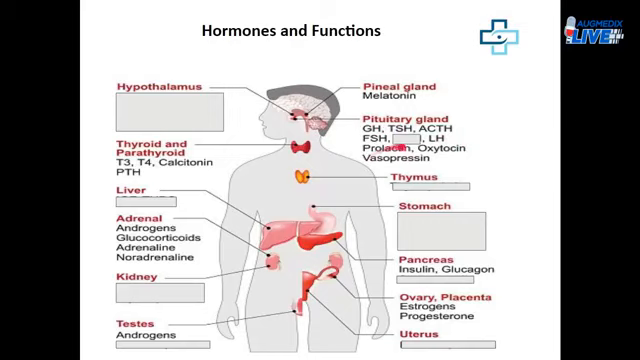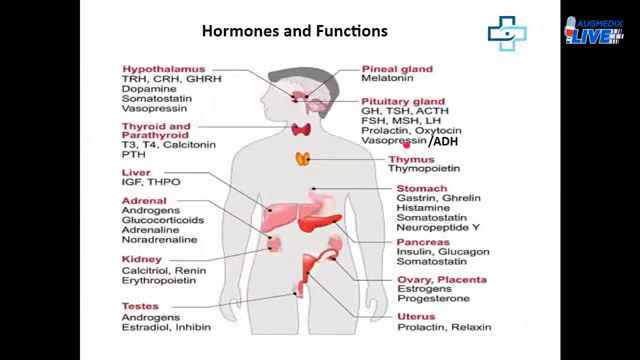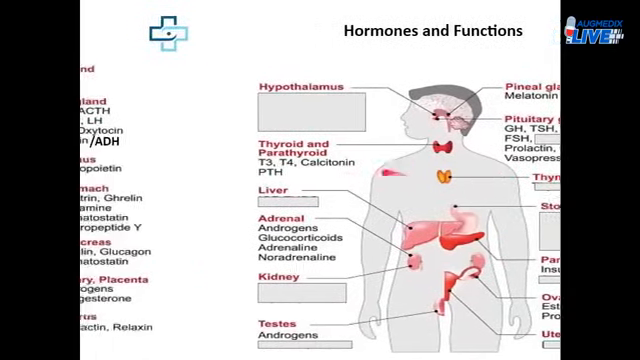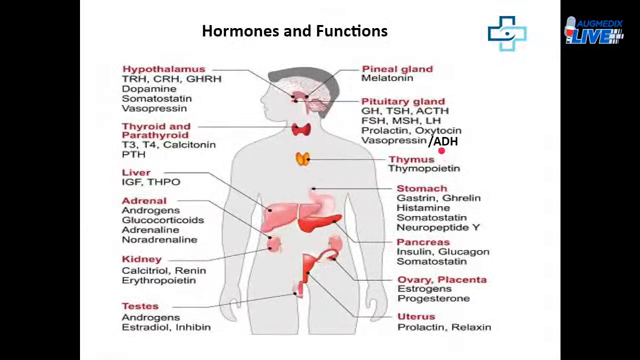And these are the other hormones. The other name for vasopressin is known as ADH. This will be discussed in more detail in the urinary system, but for now, you have to remember the other name for vasopressin is ADH. The full form of ADH is antidiuretic hormone.